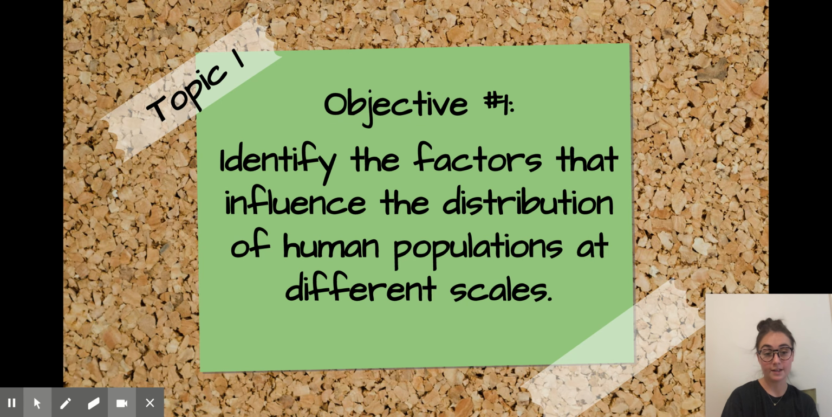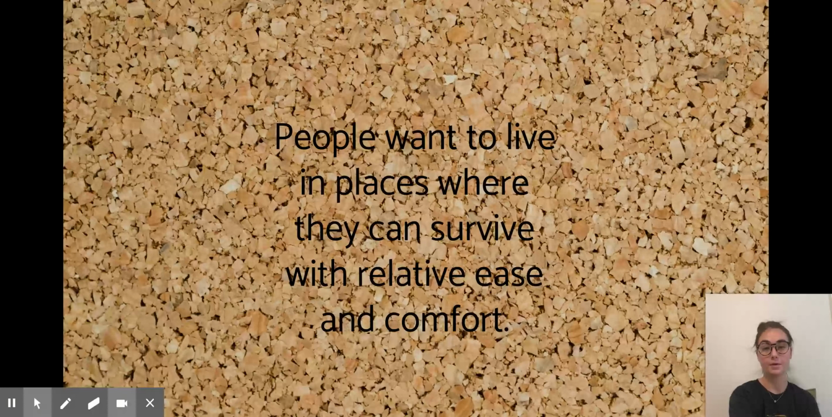Objective number 1. Identify the factors that influence the distribution of human populations at different scales. So we're looking for the factors that determine where people live and how those factors change at different scales. So how they change globally, nationally, regionally, and locally. So here we go.